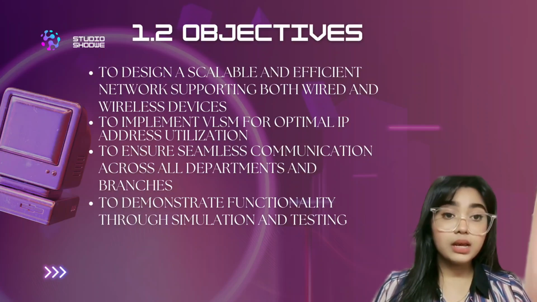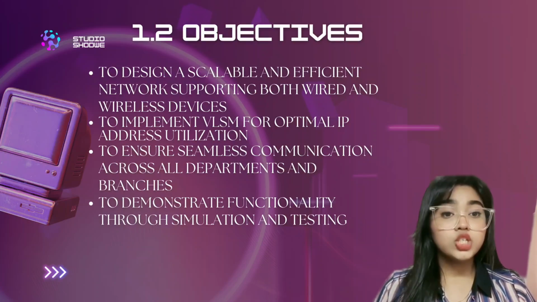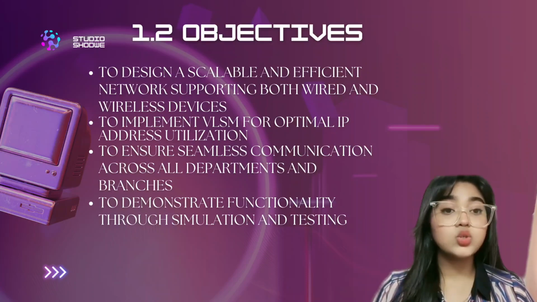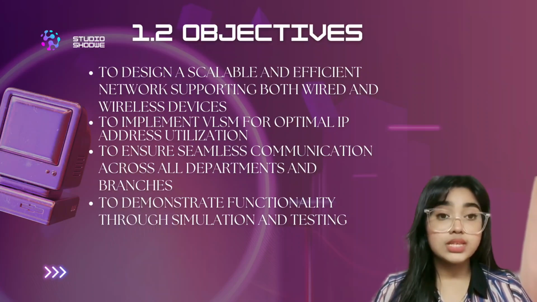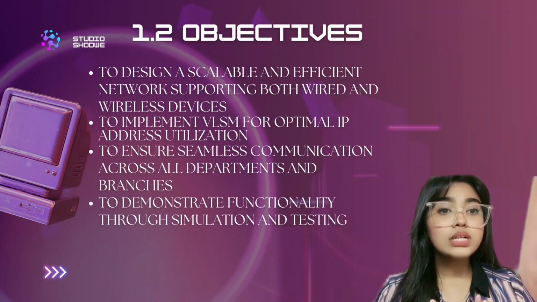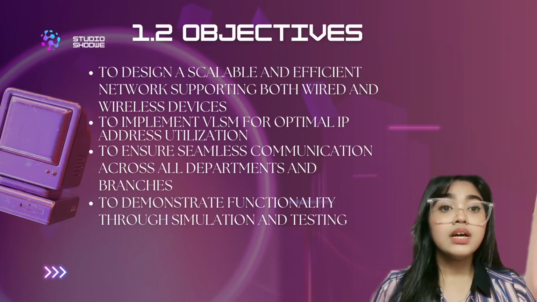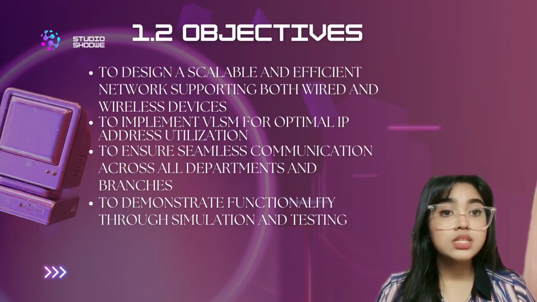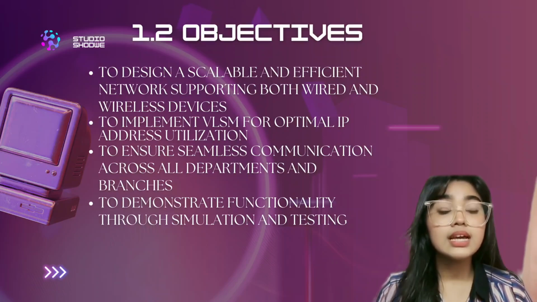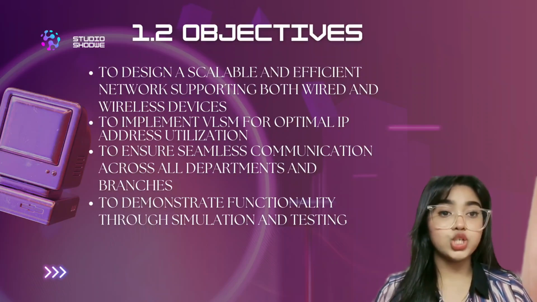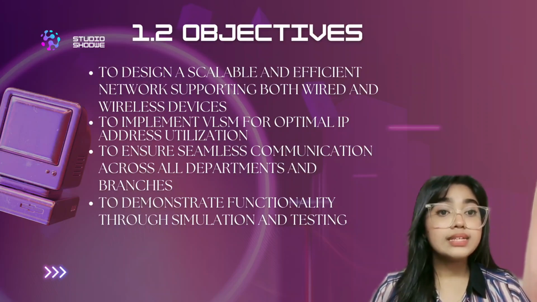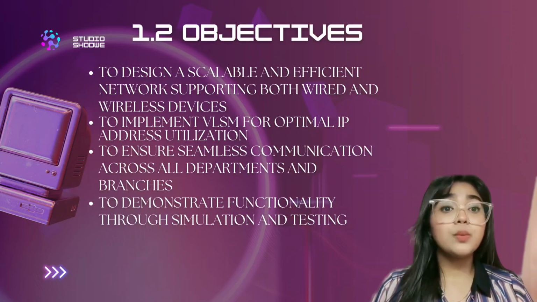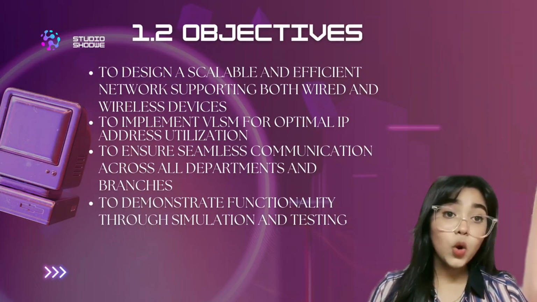Second, to implement variable length subnet masking, which is VLSM, for efficient IP address utilization to ensure smooth communication between all departments and branch offices, and to simulate and test the network using Cisco Packet Tracer. Our report includes physical and logical diagrams, IP address schemes, device configuration, connectivity testing, and recommendations for the future. A Packet Tracer simulation file and a video demonstration were also prepared to validate our design. Now I will pass to my members who will explain the network design more clearly.